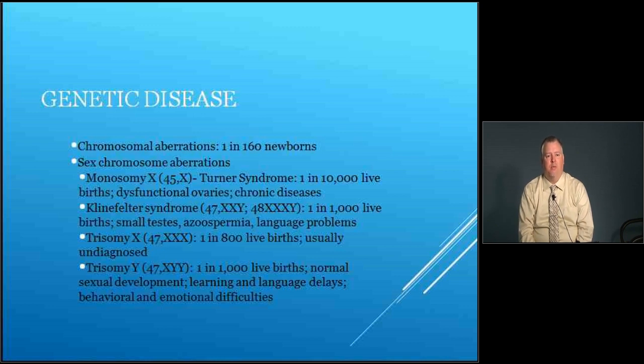Trisomy X, which is 47XXX, occurs in about 1 out of every 800 live births, and those patients are phenotypically female, and is typically undiagnosed. This is usually found out later in life, when someone has to be tested for other reasons.